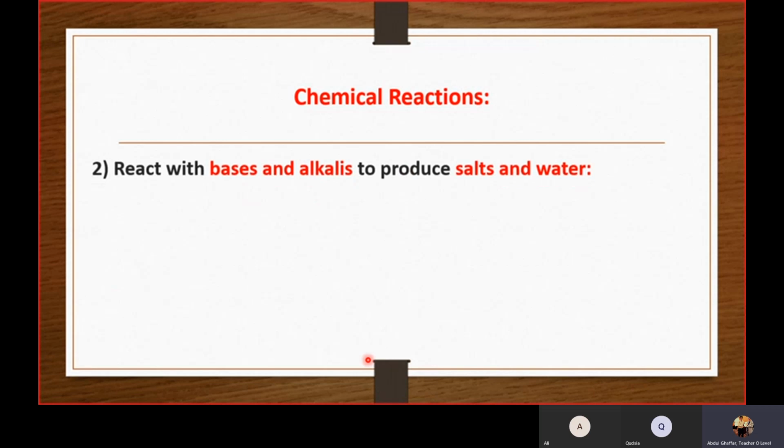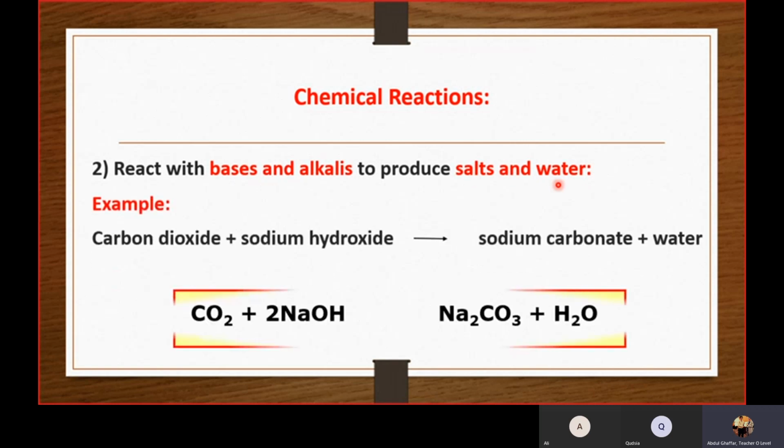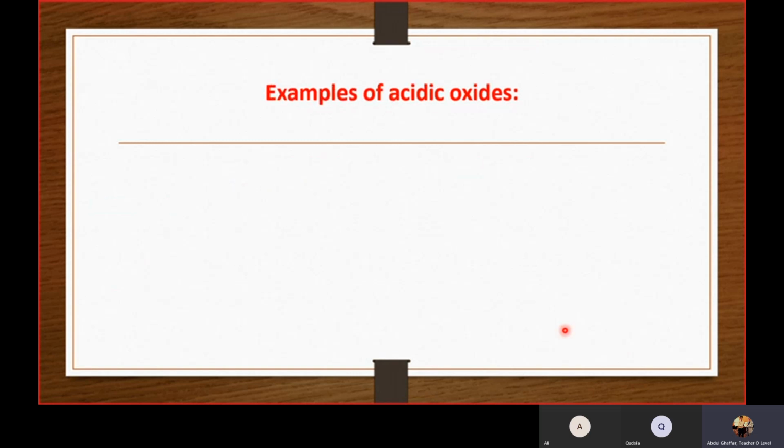Acidic oxides also react with bases and alkalis to produce salt and water. This is the example: carbon dioxide, an acidic oxide, reacts with bases or alkalis like sodium hydroxide. Then it produces the salt, sodium carbonate, and water. This is the chemical equation: CO2, sodium hydroxide, sodium carbonate, and water.